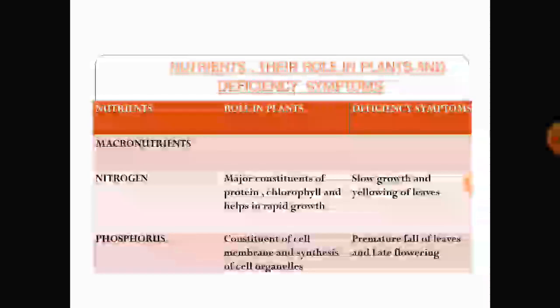Nitrogen and phosphorus come under macronutrients. What do they do? Their role in the plant is that nitrogen is the major constituent of protein and chlorophyll, and it helps in rapid growth. Its deficiency causes slow growth and yellowing of leaves. Phosphorus helps in the constituent of cell membrane and synthesis of cell organelles. Its deficiency causes premature fall of leaves and late flowering.